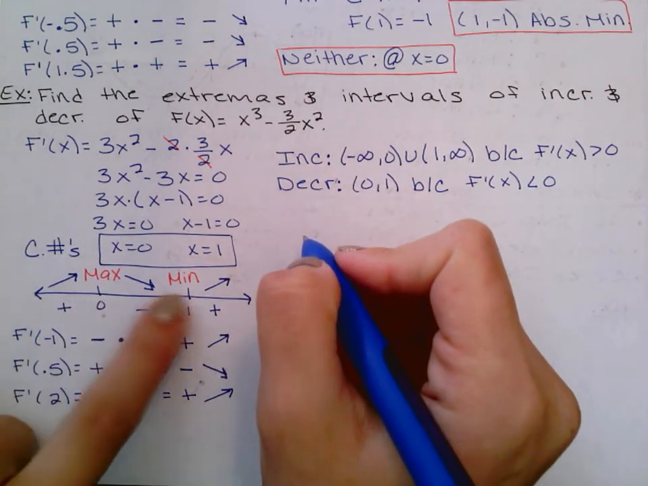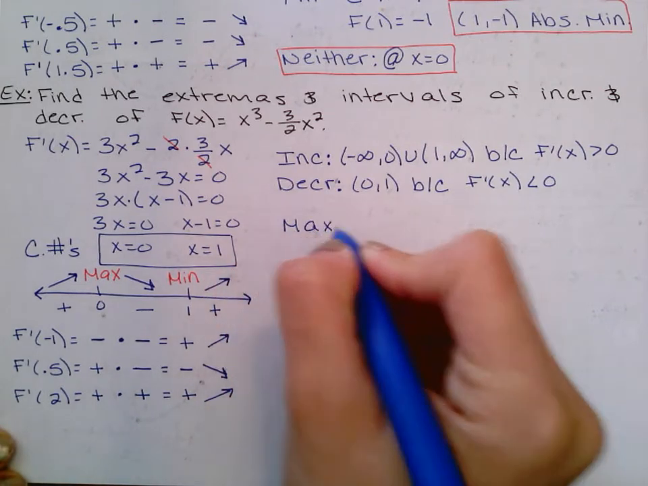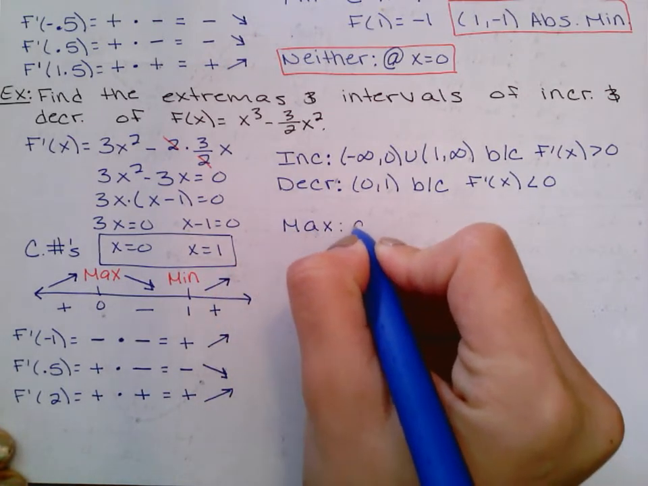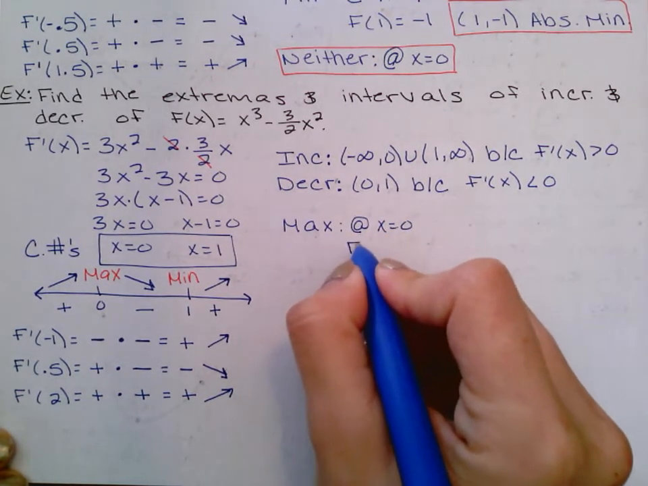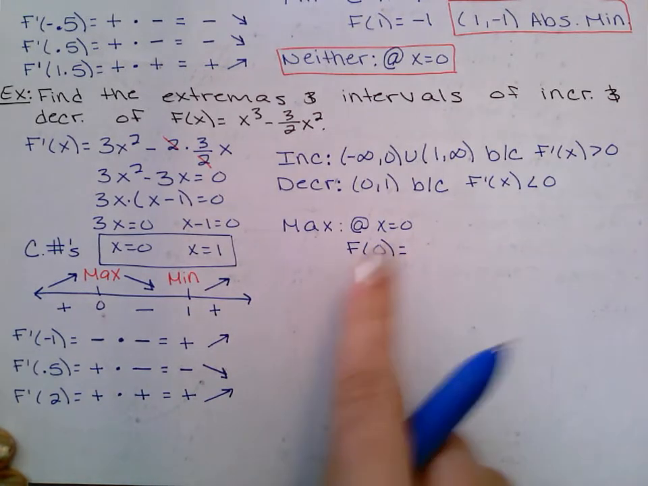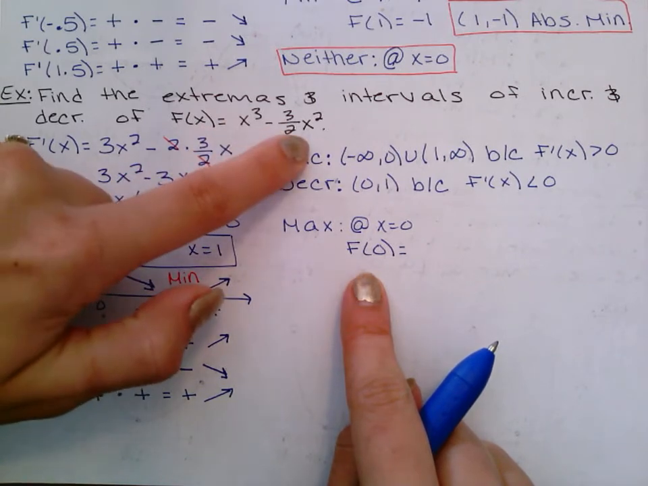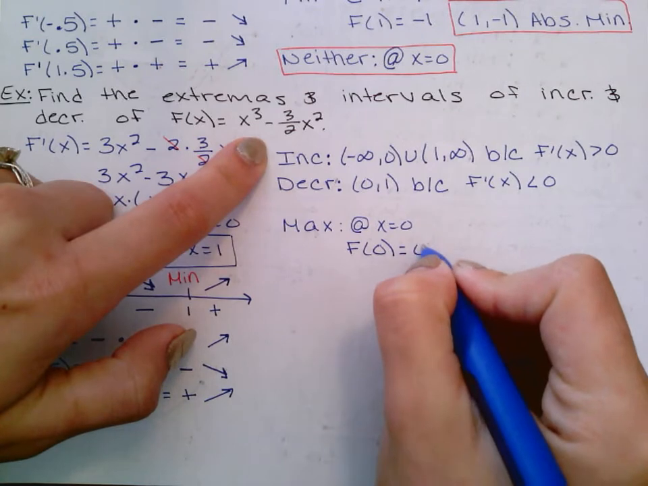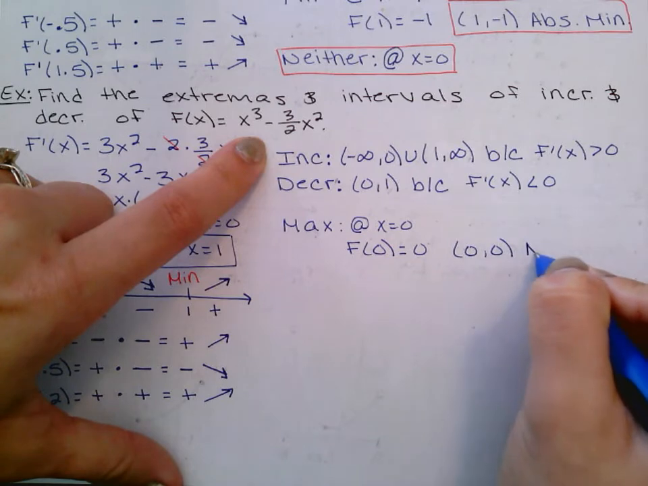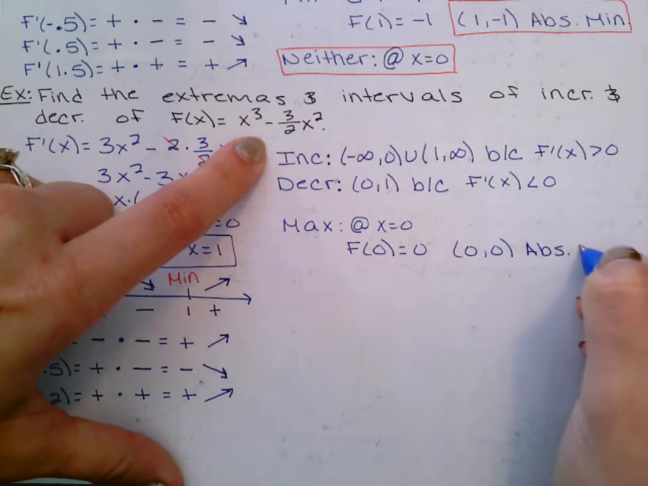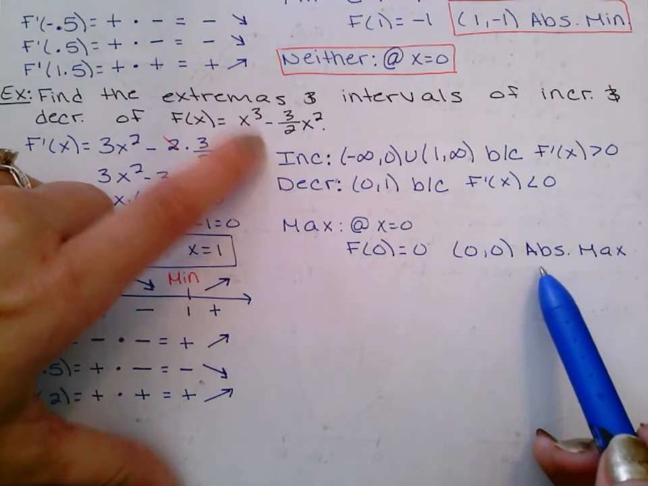Now, I only have one max and one min, so this is going to be easy. I have a max at x equals 0. The way I find the location of that max is I say f of 0. So I'm plugging this 0 back into the original, okay? If I plug 0 in here, 0 minus 0 is 0. So my max is at (0, 0), and we can call this an absolute max because it's the only one. If I had multiple maxes and one was greater than the other, I'd call the rest relative maxes, okay?